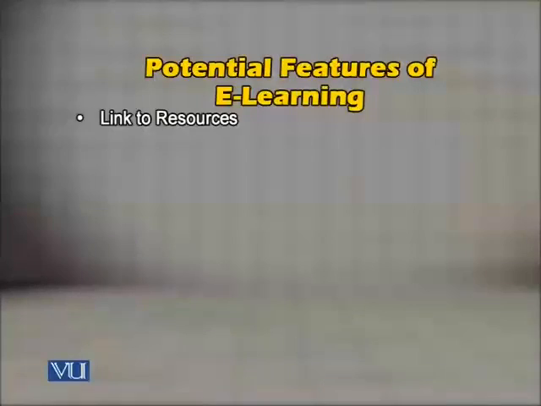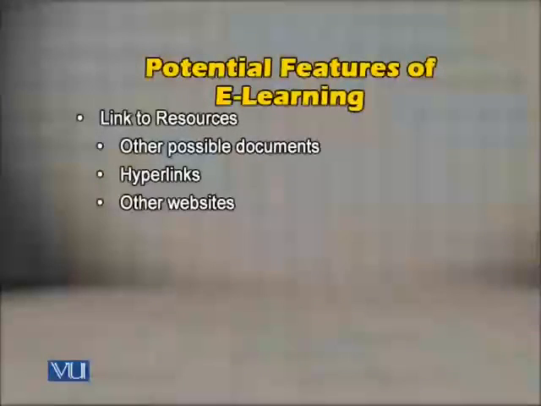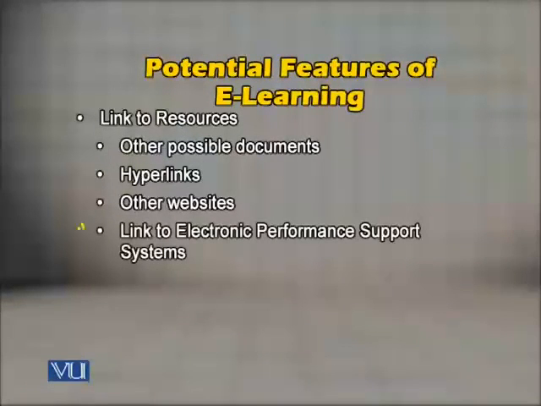Then another category is linking to resources. In that, you also have a number of various possible features that you can add. So you can link the training content with other possible documents. You can add links in the shape of hyperlinks. And then you can provide links to other websites. Then you can provide links to electronic performance support systems. So a number of things can be linked together in this e-learning training module.